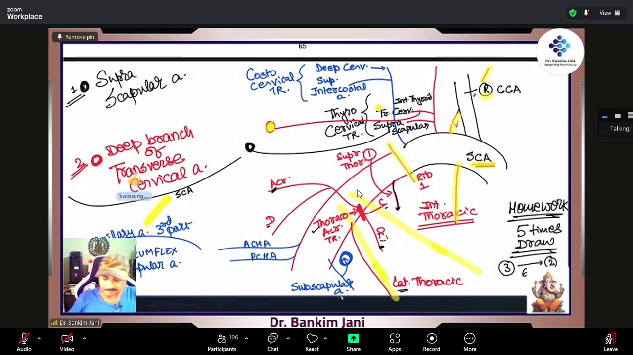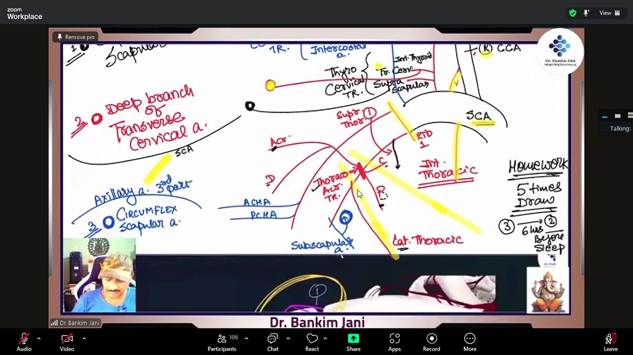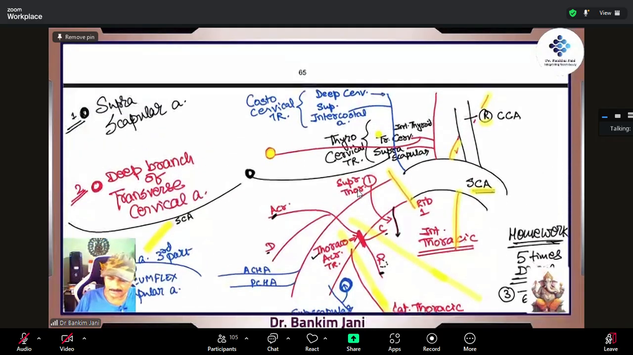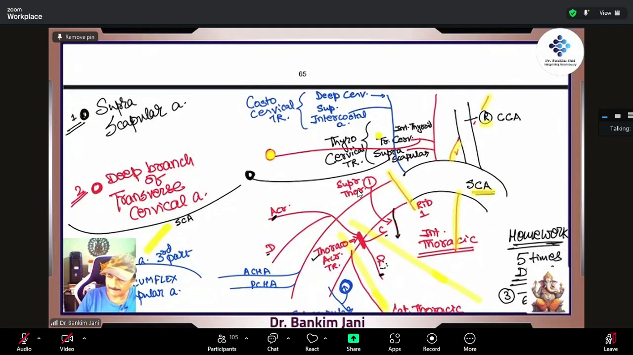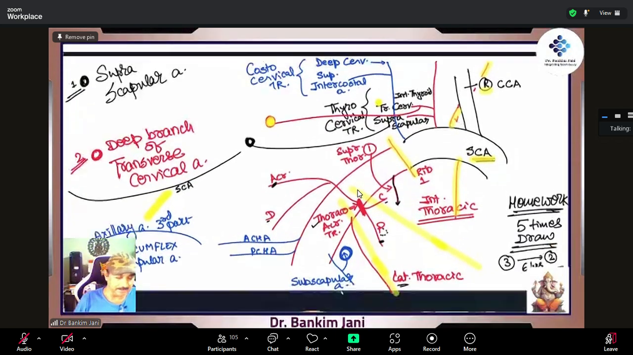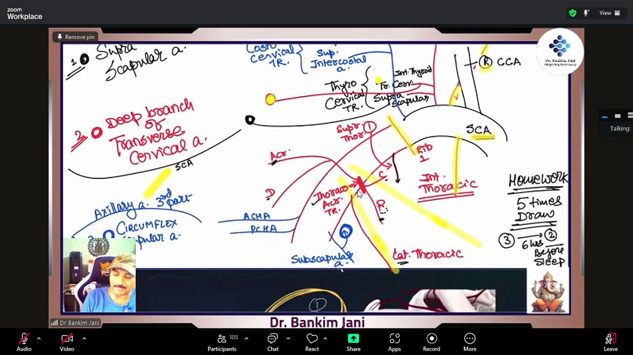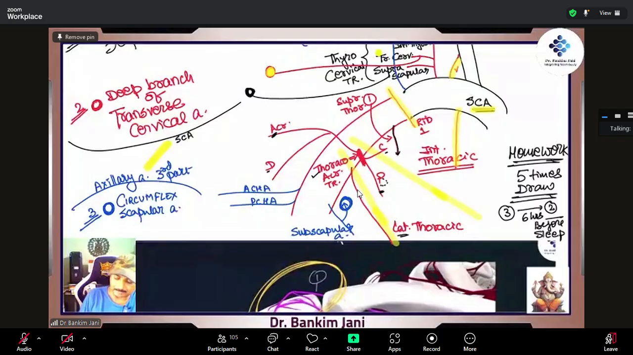So here it is. Our first branch of interest was this one, the suprascapular artery, right? That was our first artery in which we were interested. Then the second one, the deep branch of the transverse cervical artery, that was our area of interest. And the third one is, as we go down, right, see, these were the branches. The third part has got three branches: the subscapular and the anterior and posterior circumflex humeral. This we are not interested in. We are interested in this third one, right? This third one.